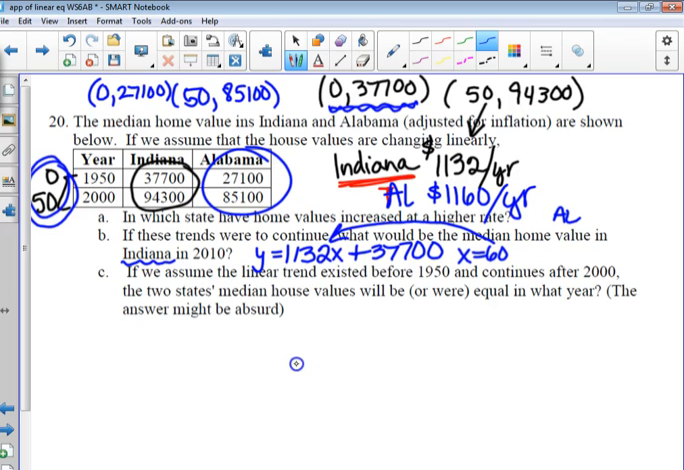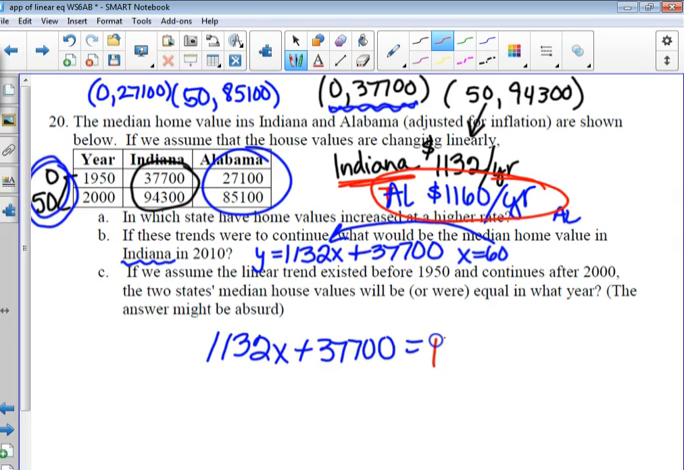I'm not going to take time to actually do that. And the last one says, when would they be equal? So we need to do that 1132x plus 37,700 equals, Alabama right here had a slope of 1160. And what was its starting value? Do we know that somewhere? Yep, right there, if we started at year 0. So then you need to solve that.